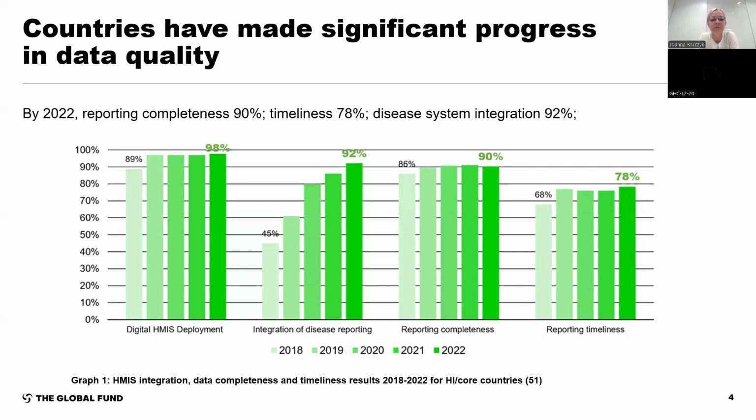We have also made a significant progress in integrating disease-specific reporting in national health information system platforms. So here we specifically look at malaria, TB, and HIV. So we have moved from 45% to 92%, which have been integrated in the digital platforms. Reporting completeness is high at 90%. And then reporting timeliness, which you will also probably know, is lagging behind. We haven't reached the target that we wanted. It's at 78%.